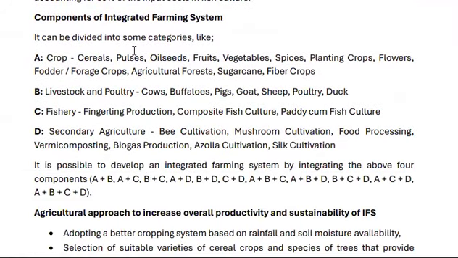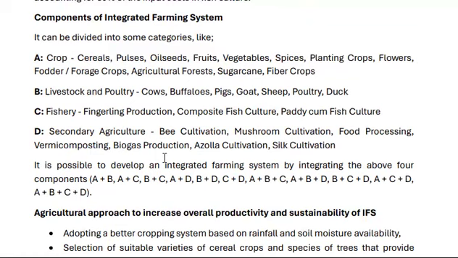So we have here four divisions, categories A, B, C, D. Category A yung mga crops natin. Category B yung livestock and poultry. Category C yung fishery. Then category D yung secondary agriculture gaya ng vermicomposting, azolla cultivation, sericulture, mushroom cultivation, bee cultivation.